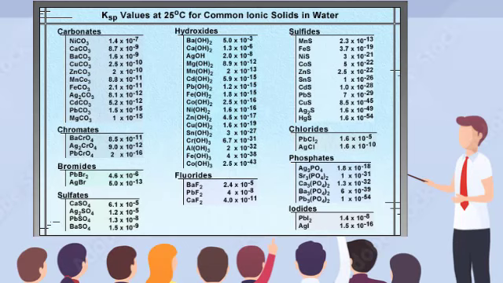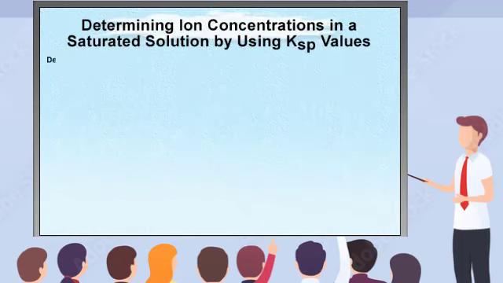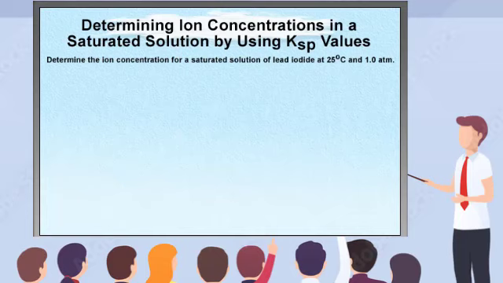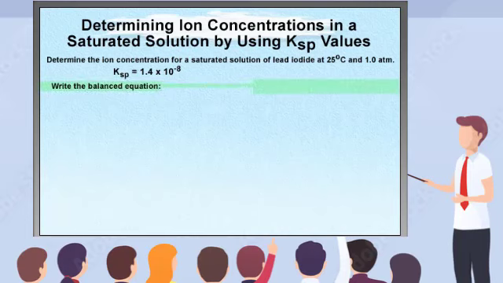Knowing KSP values allows you to find the ion concentrations at equilibrium. It is important to note that the solution is saturated with ions at equilibrium. Suppose you are asked to determine the ion concentrations for a saturated solution of lead iodide at 25 degrees Celsius. According to the chart, the KSP value of lead iodide is 1.4 times 10 to negative 8. First, write the balanced equation showing how the ions dissociate. Lead iodide is in equilibrium with lead ions and iodide ions.